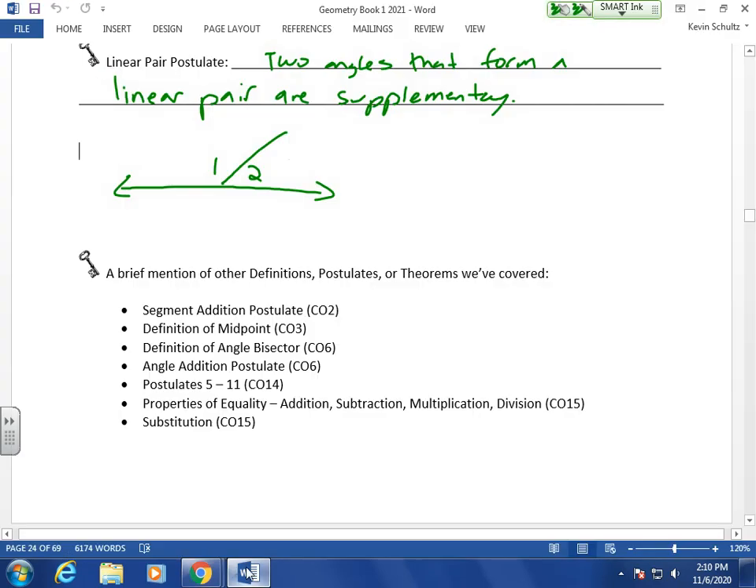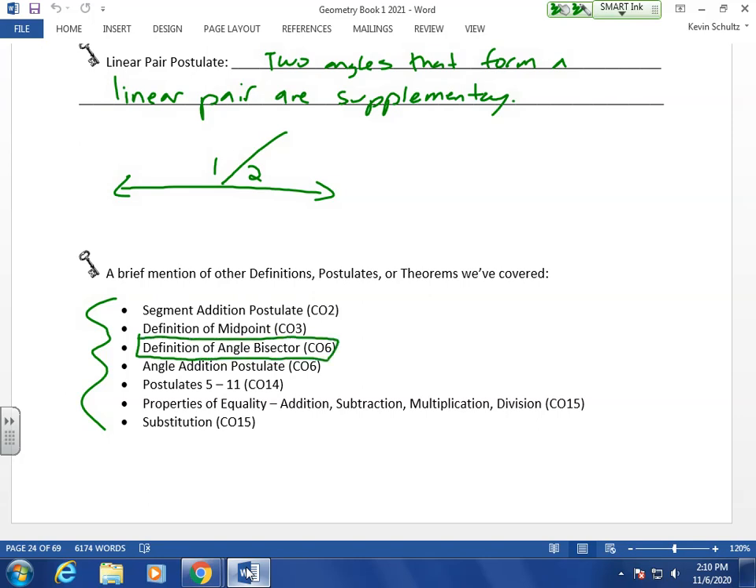Okay, and we are back. So there's your start of your definition, postulate, theorem list. These are other things we've talked about too. We've talked about the segment addition postulate, or SAP, in CO2. We talked about midpoints and angle bisectors there. This was cool for a while, the definition of an angle bisector, the DAB. But then we have the angle addition postulate.